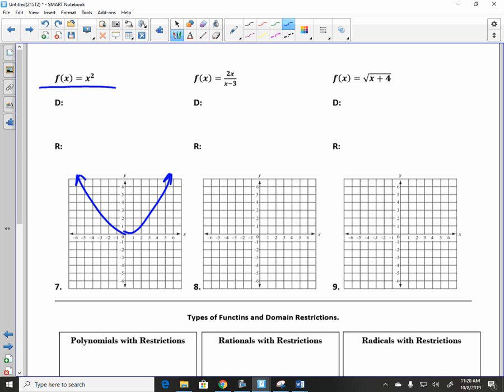And you would be saying to yourself, what kind of x values can I plug in and still get an output? So think of all the numbers on the number line. Are there any numbers that you can't square? You can square anything, right? And that's why the domain is all real numbers.